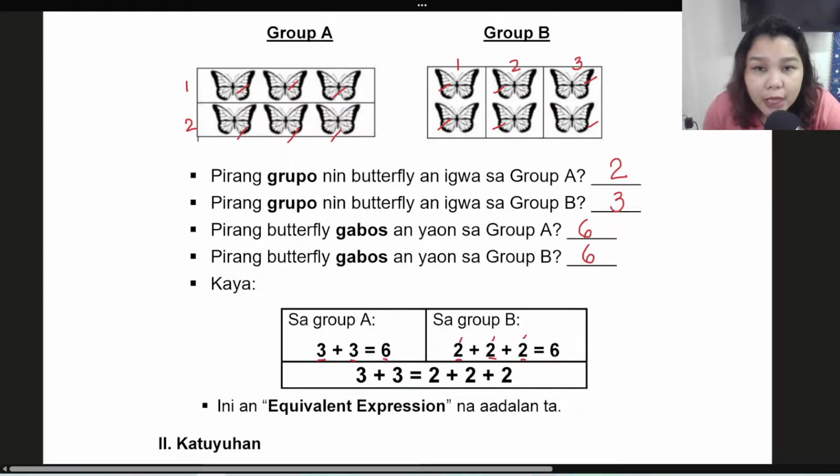Dahil pareho ang answer, pwede tang masabi na ang 3 plus 3 pareho ang answer sa 2 plus 2 plus 2. Kaya may equal sign siya. It means, these two expressions, 3 plus 3 and the other one, 2 plus 2 plus 2, will give the same answer, kaya igwa siyang equal sign. So, that is how we can make equivalent expressions.